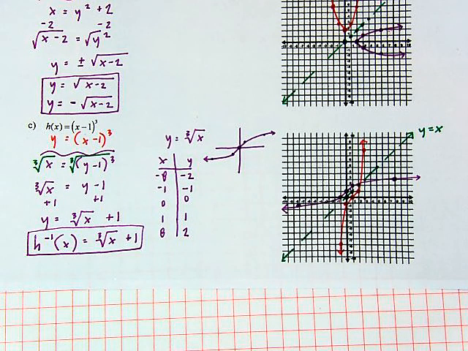So inverses, we can always swap the x and y values. We can also, if we're given an equation, we can derive the inverse, swap the x and y values, and resolve the equation for y. And when we look at it on a graph, we should see that it's a reflection over the line y equals x.